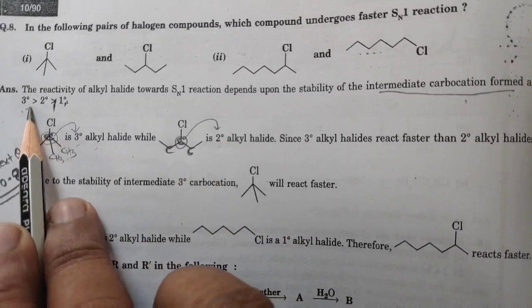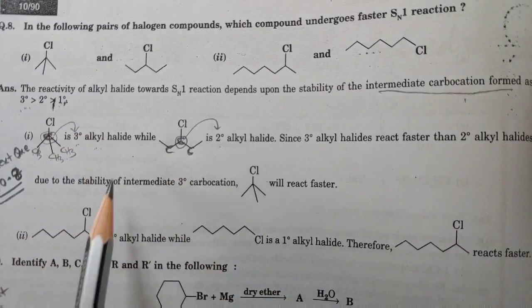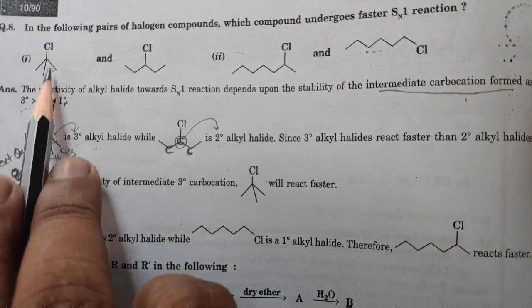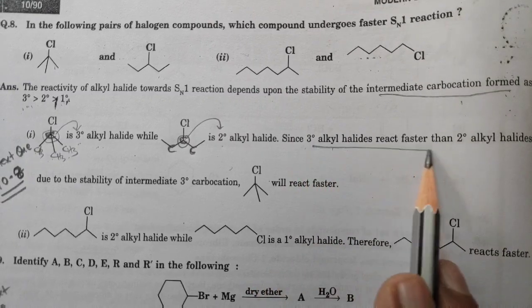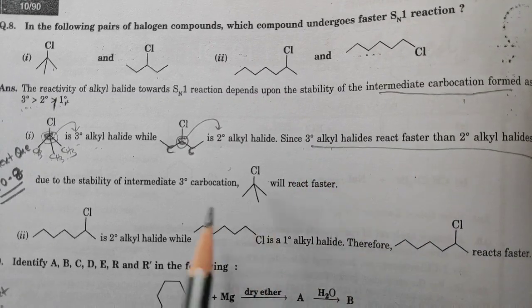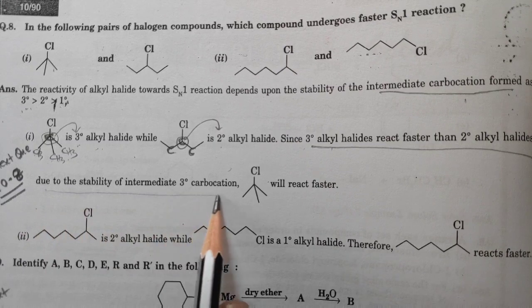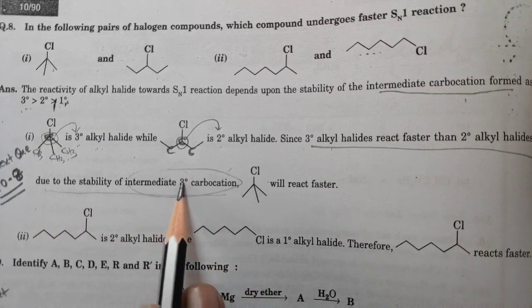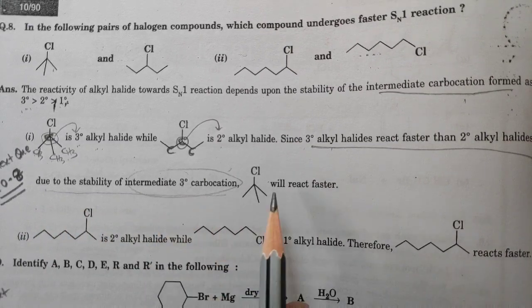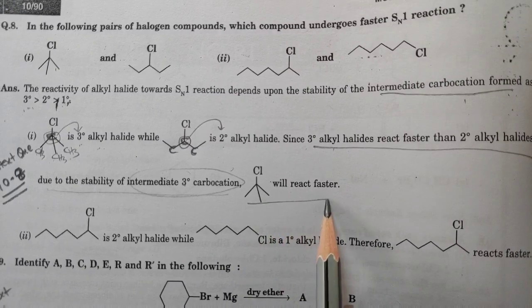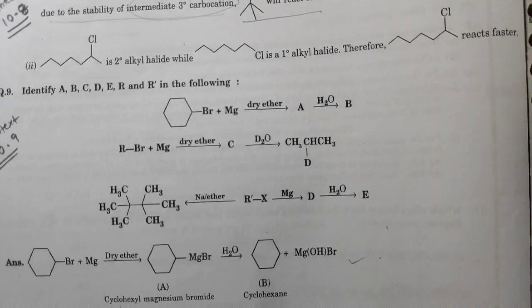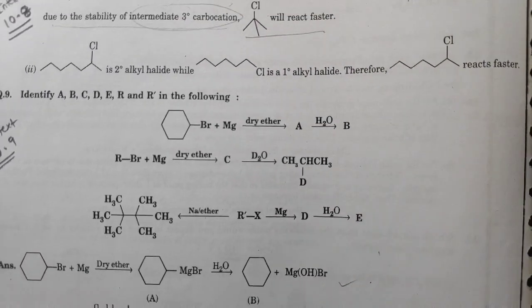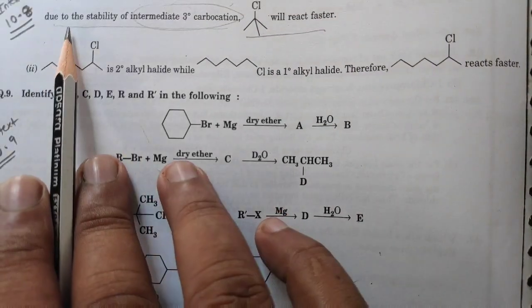So tertiary is more reactive than secondary, that's why this structure is more reactive than this structure. Okay, so this one will react faster, since tertiary alkyl halides react faster than secondary alkyl halides. What is written? Due to the stability of the intermediate, the tertiary carbocation. This we discussed in our previous videos. Okay, so this one will react faster. Now in that, only the second one is given, you can see it clearly.